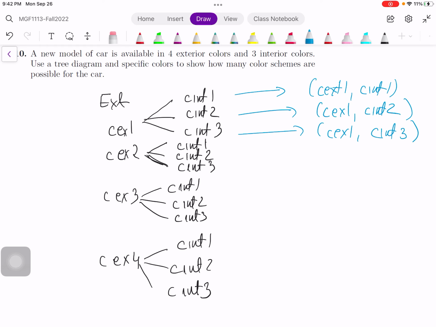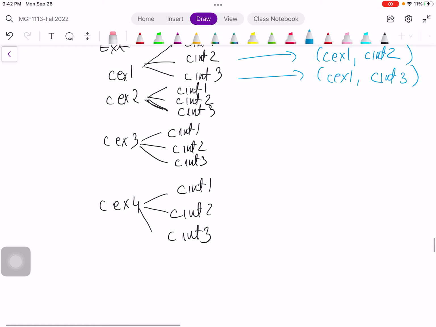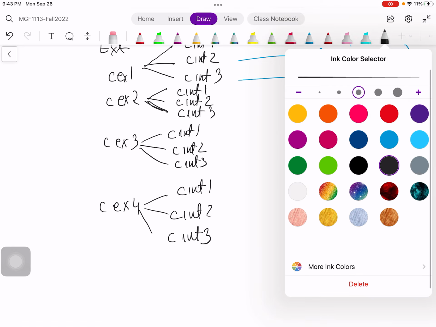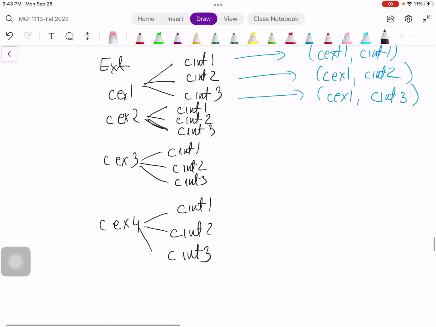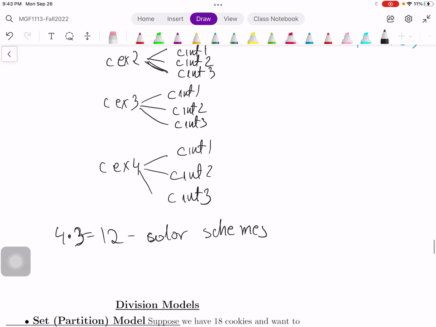So this diagram is like a Cartesian product, and we know that that means that we have how many schemes? 4 times 3, so 12 color schemes, because it's 4 exterior colors times 3 interior colors. That's how many kind of pairings we would have, right? How many ordered pairs we would have.